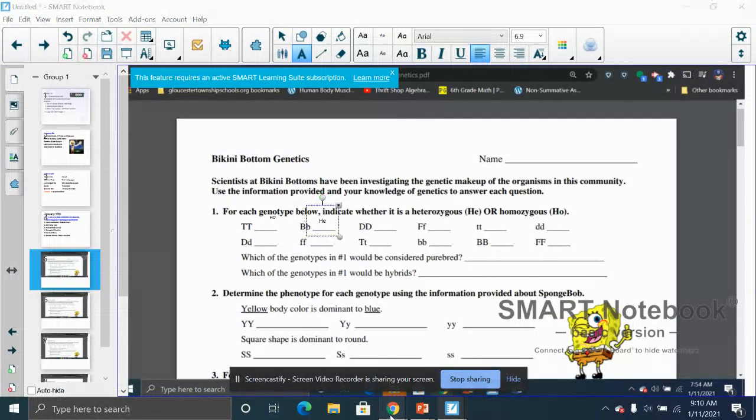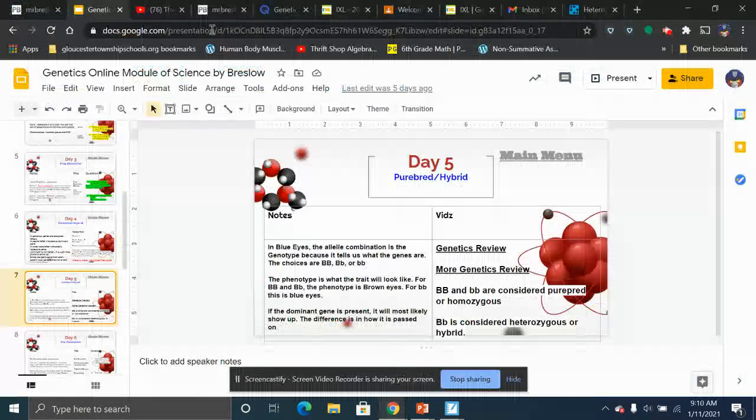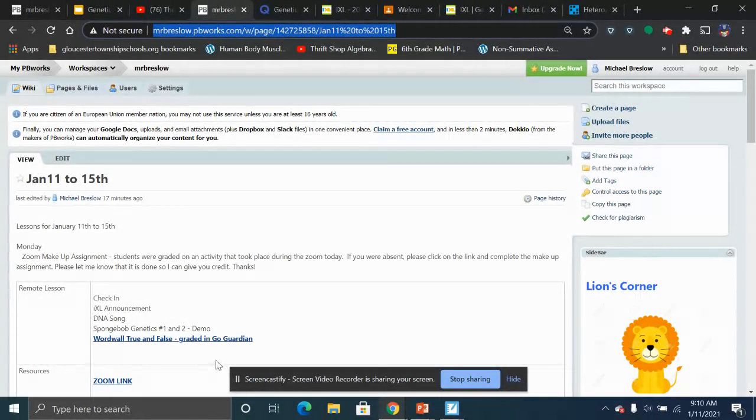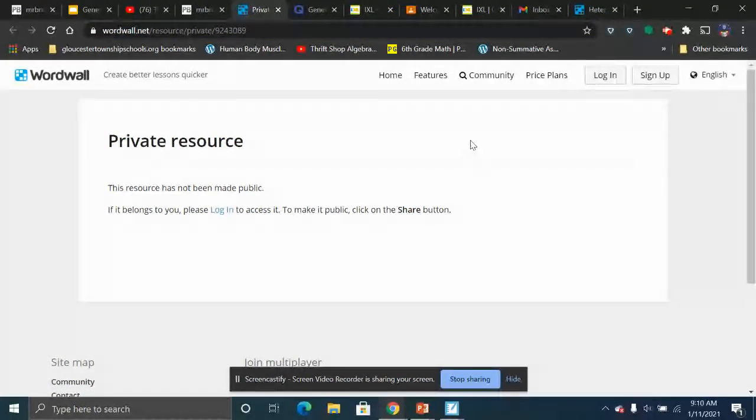The assessment, after we practiced that together: I asked the group in GoGuardian to complete this word wall activity, which is private. I'm going to go fix that. But once you complete this word wall activity, after I fix it, of course, you'll let me know and I'll be able to give you credit for today.